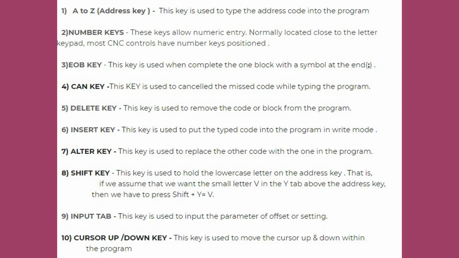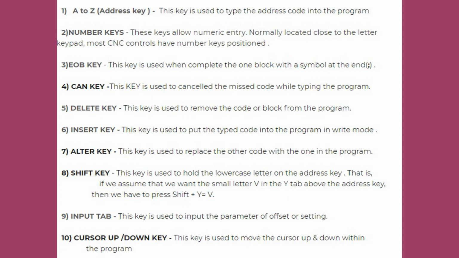Number 4. CAN key. This key is used to cancel a missed code while typing the program. Number 5. Delete key. This key is used to remove a code or block from the program. Number 6. Insert key. This key is used to put the typed code into the program in write mode.